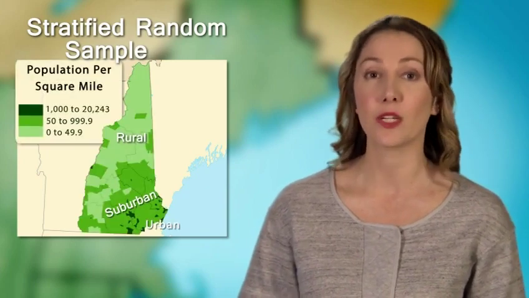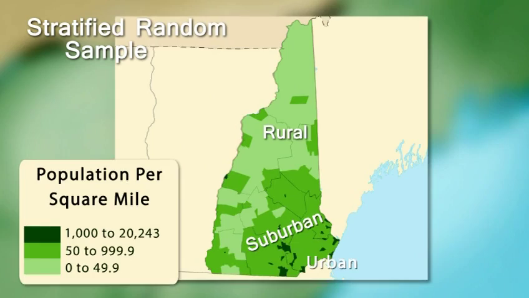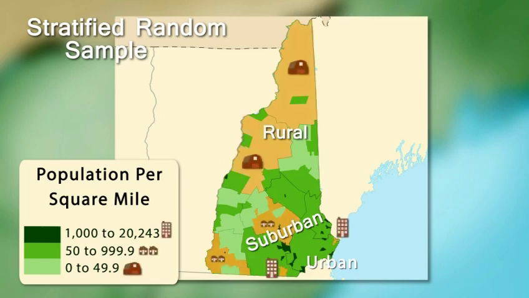In this type of sample, the entire population is divided into groups with similar characteristics, or strata. If we take our New Hampshire example again, we might this time divide the state into strata by census tract type: rural, suburban, and urban. Then we would randomly select tracts from each stratum. By including randomly chosen representatives from our 3 different strata, we make sure not to overlook residents from any of the population density types.